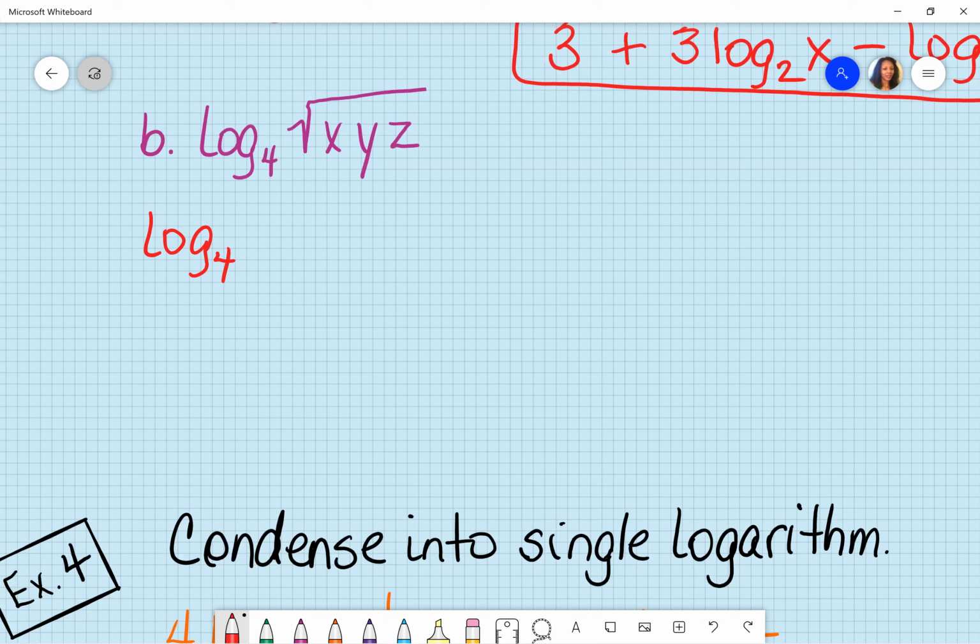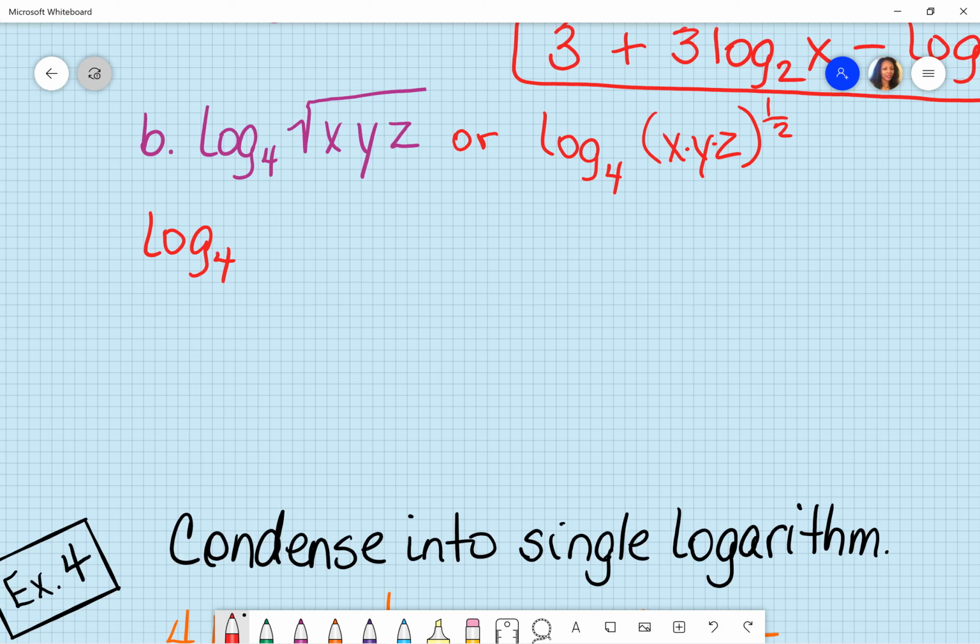Now, there's multiple ways to write this. So this really means log base 4, and then in parentheses, it is x, y, z. And whenever you see something next to each other, it means you're multiplying. And all of that is raised to the 1/2 power. The square root simply means 1/2. So if you look at it this way, then it might help you to understand how to expand it.